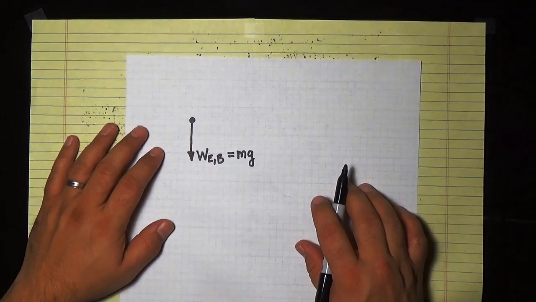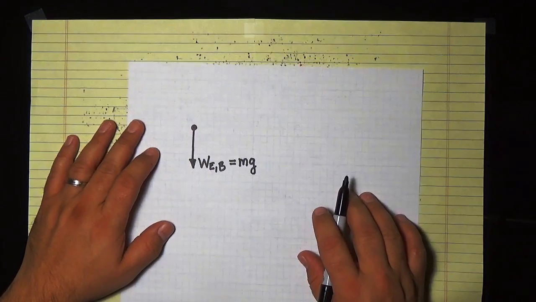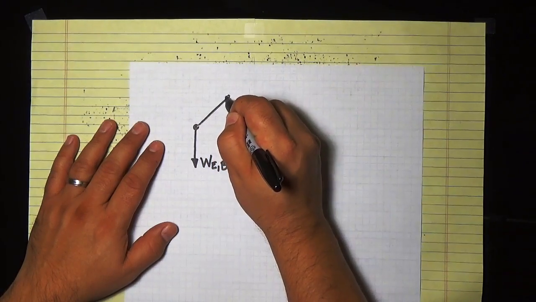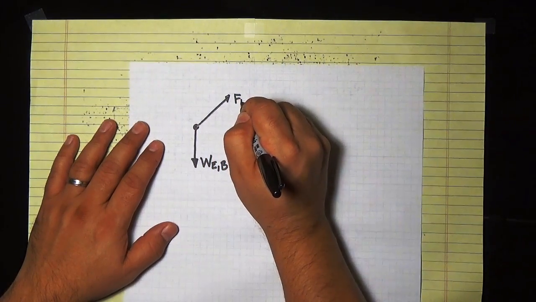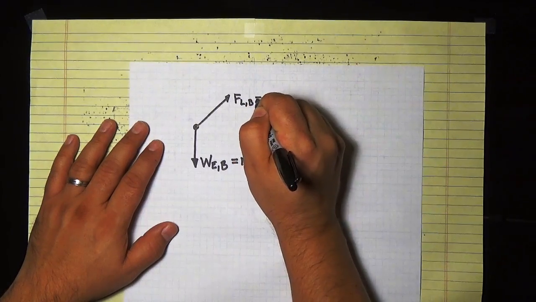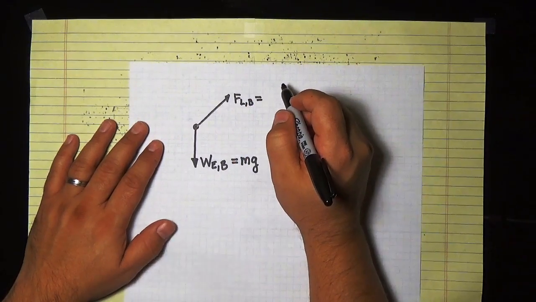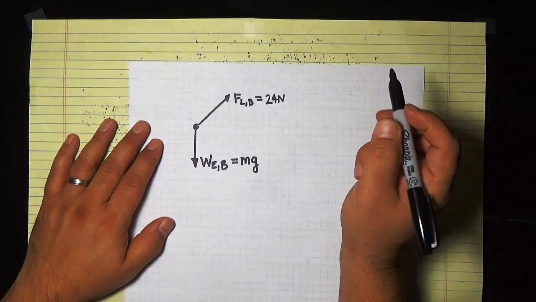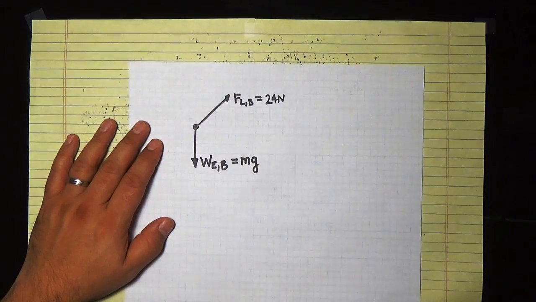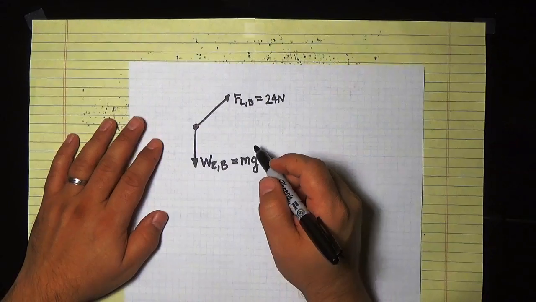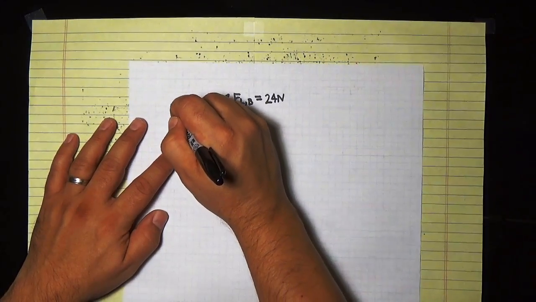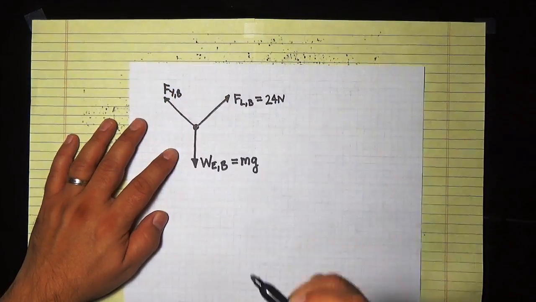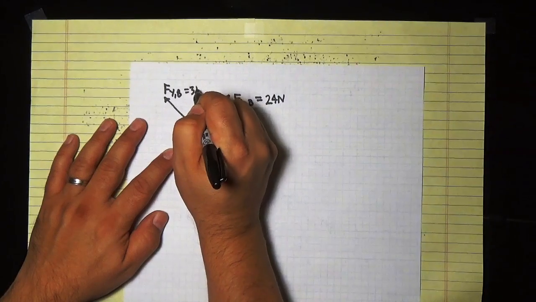And then there's two people pulling on the bucket. We said that I was pulling on the bucket at an angle of 45 degrees. So this is the force of Larson on the bucket, and we're told that the magnitude of that force is 24 newtons. And you are also pulling on the bucket with a force of 31 newtons, and so your force goes in the opposite direction. This is the force of you on the bucket, and that's equal to 31 newtons.